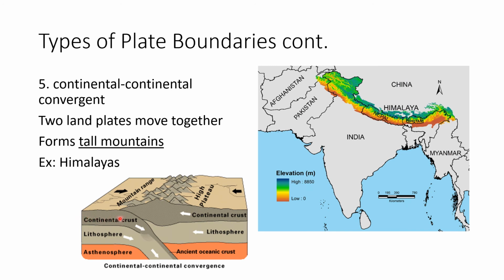But then part of this plate here is scraped upward by the other one. It gets pushed up into really tall mountains. You get really tall non-volcanic mountains that form at continental-continental convergent plate boundaries. So the example that you probably know of is the Himalaya mountains. So this piece of land crust here, India, moved in this direction. This piece of land crust moved in this direction, and so right here you get these really tall mountains, the Himalayas, that form because of the continental-continental convergent plate boundary right here.